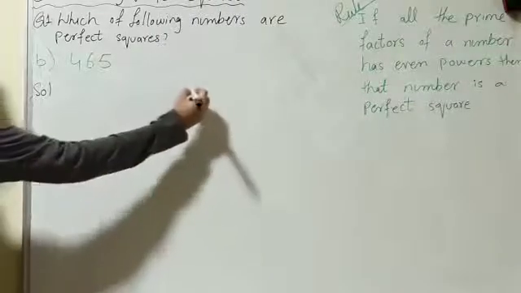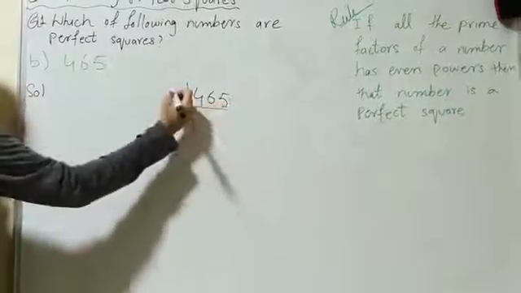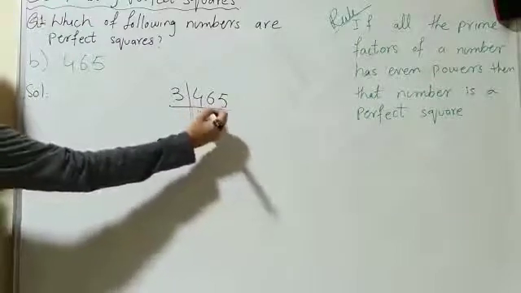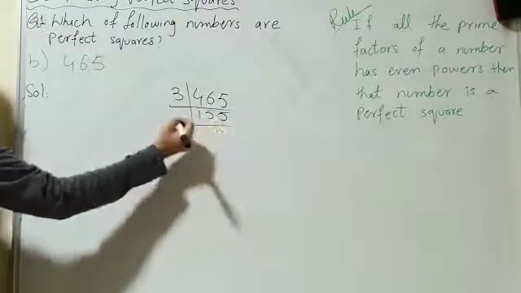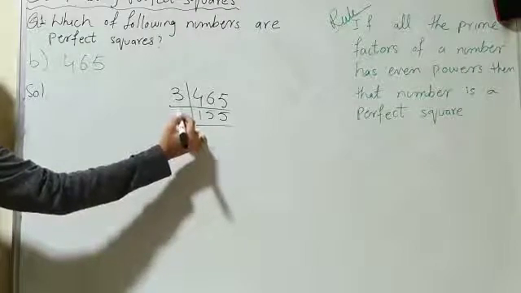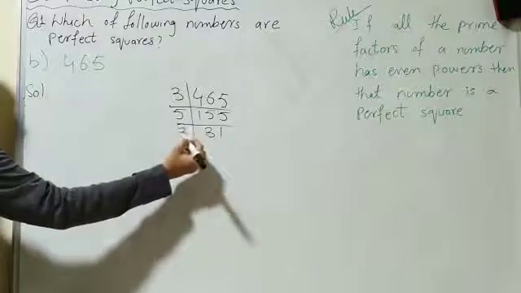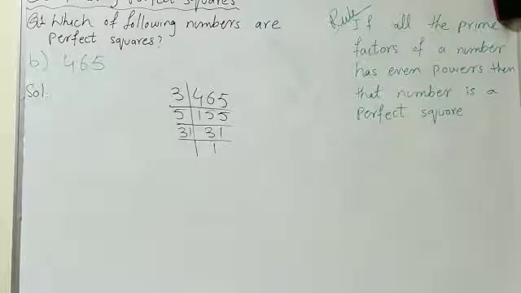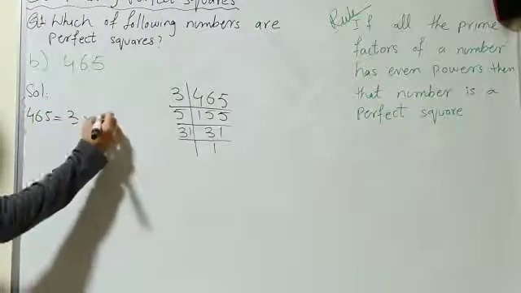So prime factorization of 465. As the last digit is 5, it is not divisible by 2. We will start with 3. So 3 ones are 3 and 3 fives are 15. Again the last digit is 5, but this number is now not divisible by 3. Why? Because the sum of these digits is 11. Now we will check the next prime factor, which is 5. 5 threes are 15, 5 ones are 5. Now we are left with 31, which is a prime number. 31 ones are 31.